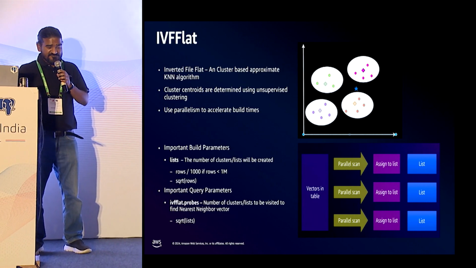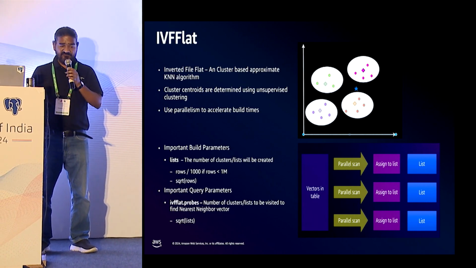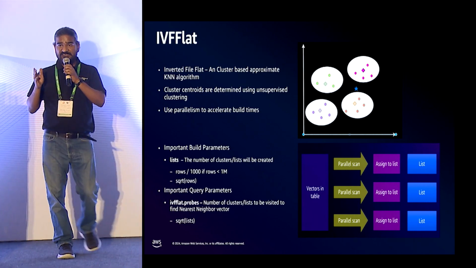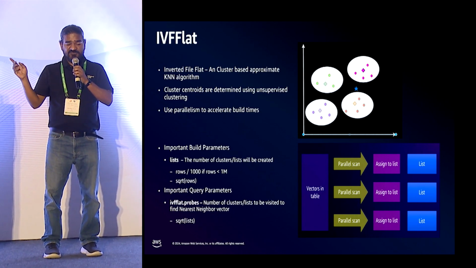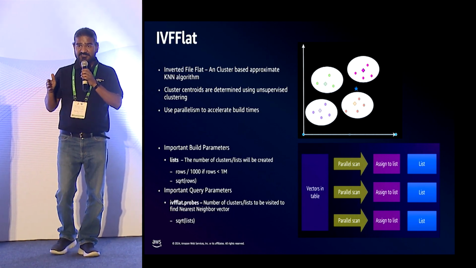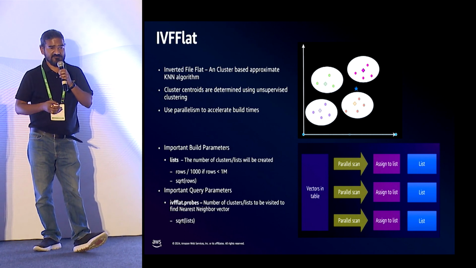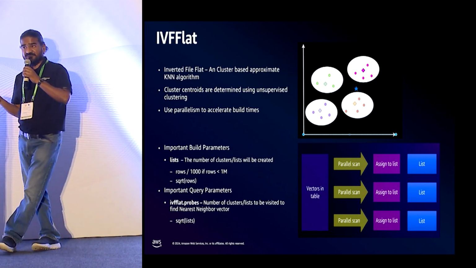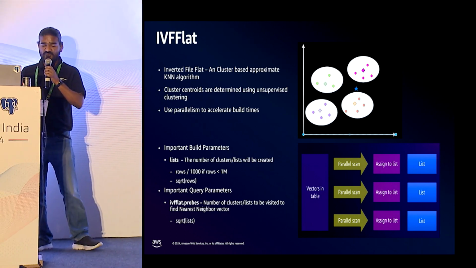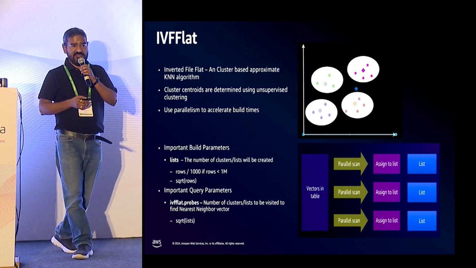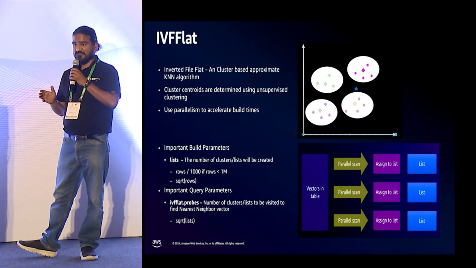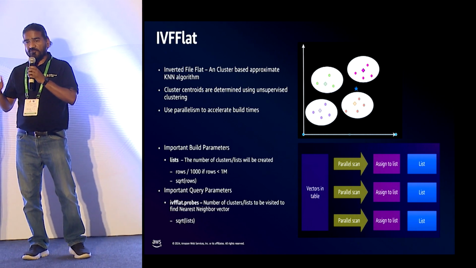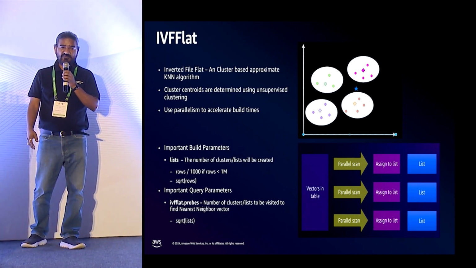And now there are also some parameters that we have to consider. As we talked about lists or clusters, the first parameter is lists. Lists is how many clusters I should have. The best practice says, if we have less than a million rows, simply divide by 1,000 and have that many clusters or fewer, which should be enough. If more than that, simply take the square root of the number of rows out there.